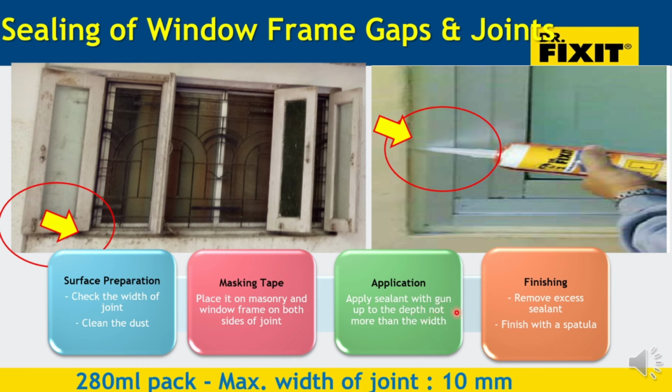Depth should not be more than the width. That is very important. Then remove the excess sealant and finish with the spatula. So this is the small process of sealing of window frames with the help of sealant.